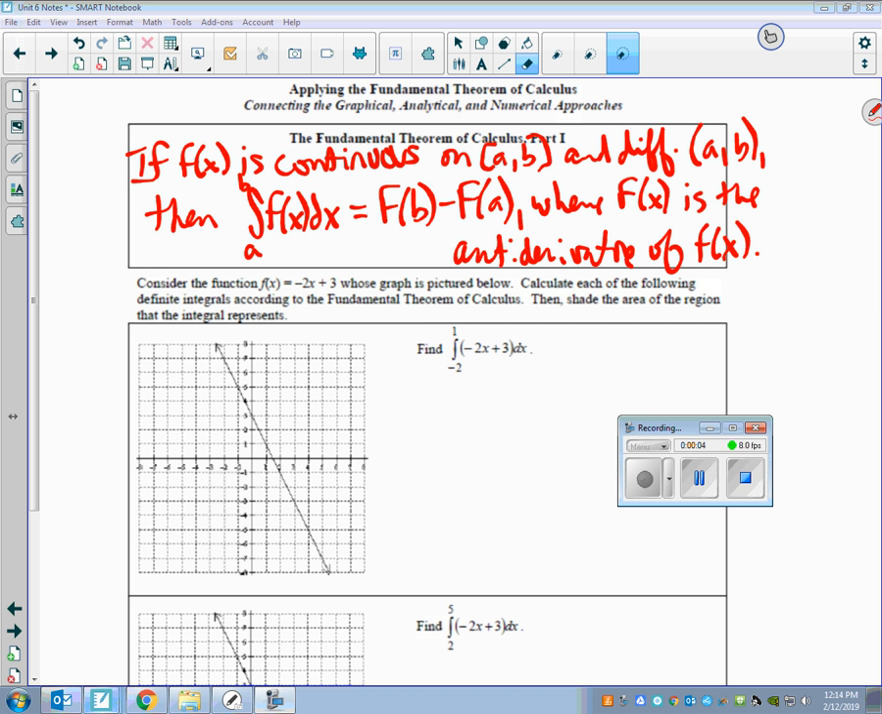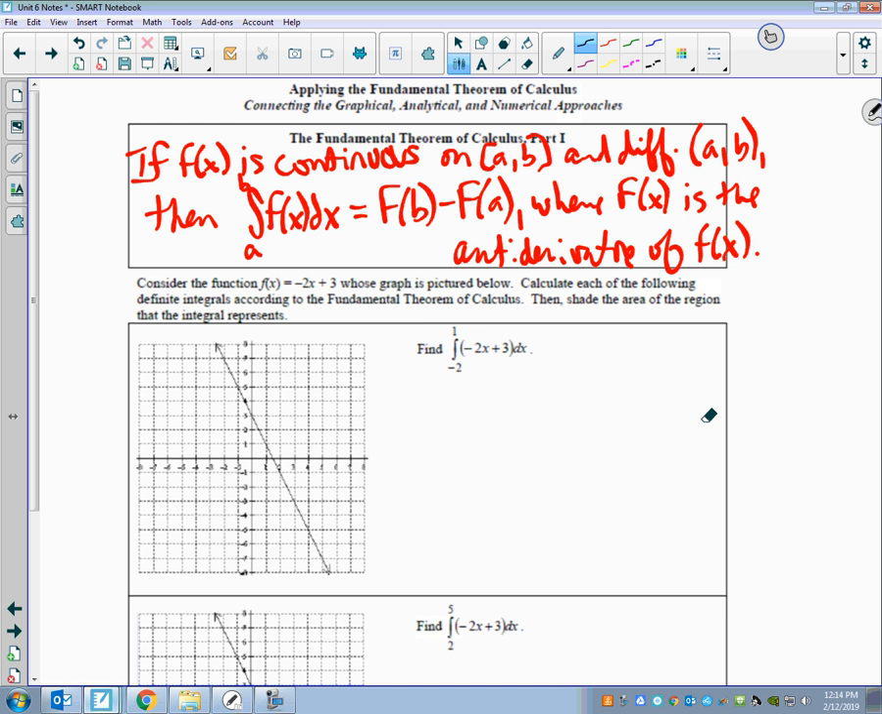Okay, so I have another video that does more of this, but I wanted to add this part in. So the fundamental theorem of calculus, part one. If you have a continuous function on a closed interval and it's differentiable on the open interval, then the definite integral from a to b of f of x is equal to capital F of b minus capital F of a, where capital F of x is the antiderivative of f of x. So write that out, and then let me show you what that means.